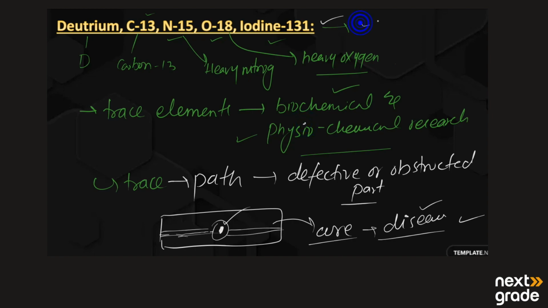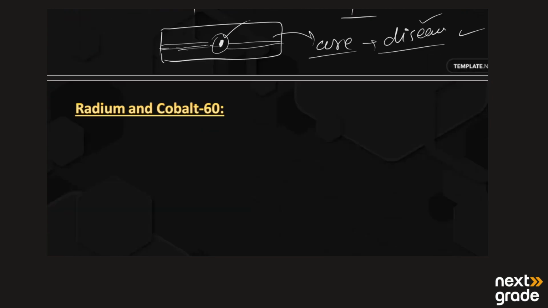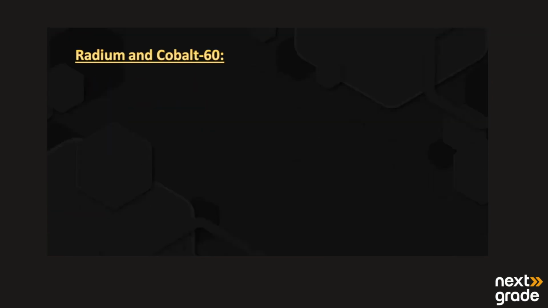So these are the isotopes used in biochemical and physiochemical research, for any problem in human beings, for example any obstruction in the body. Okay. Next we have the isotopes radium and cobalt 60.